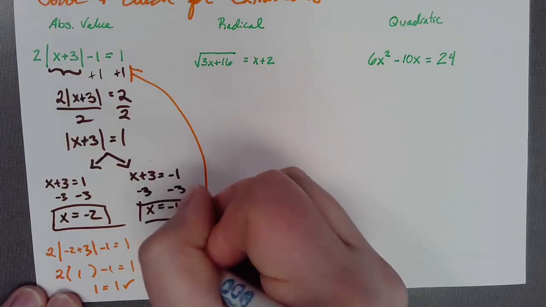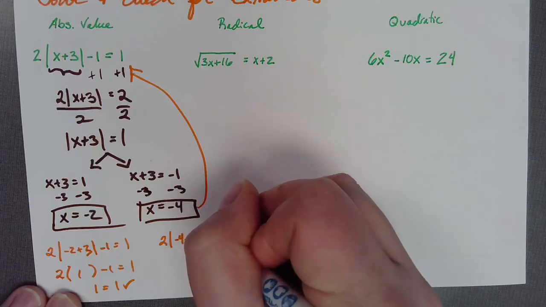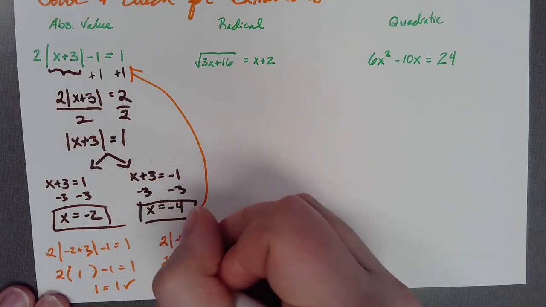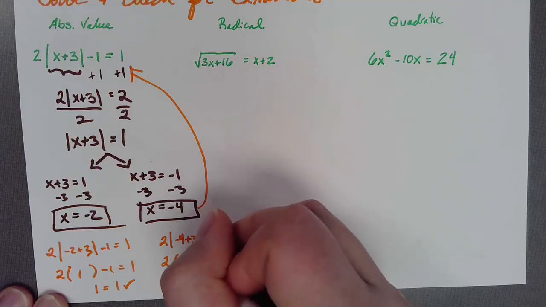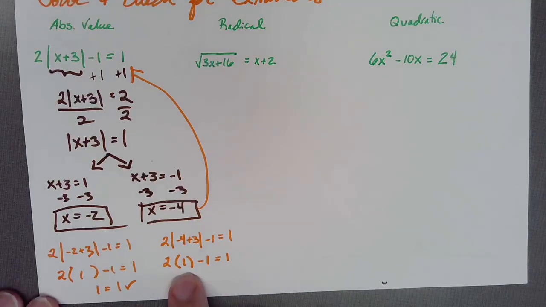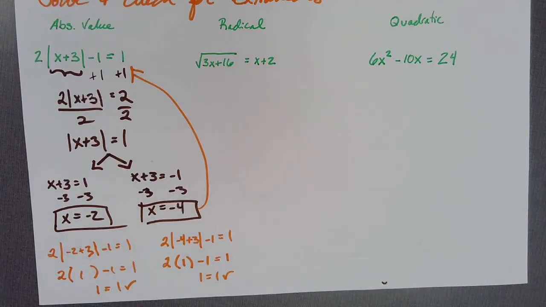So 2 times absolute value of negative 4 plus 3, minus 1 equals 1. Negative 4 plus 3 is negative 1. The absolute value of negative 1, like we said, is 1. So 2 times 1 is 2, minus 1 is 1. So 1 equals 1. Neither of these are extraneous. So then what I would be looking for is you just leave it like this. Done.